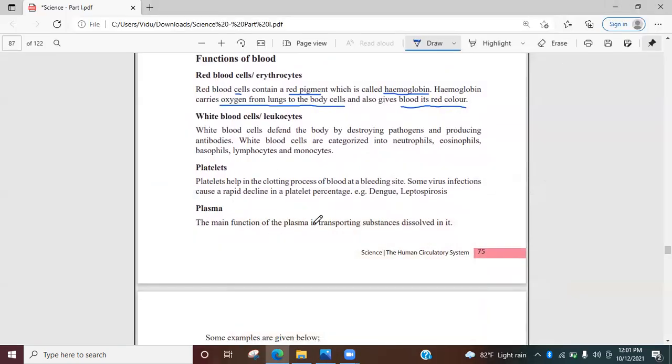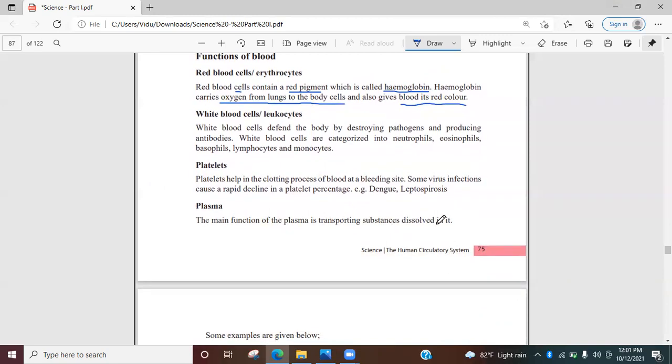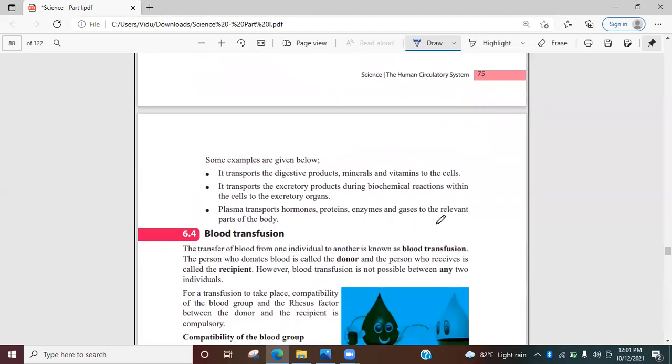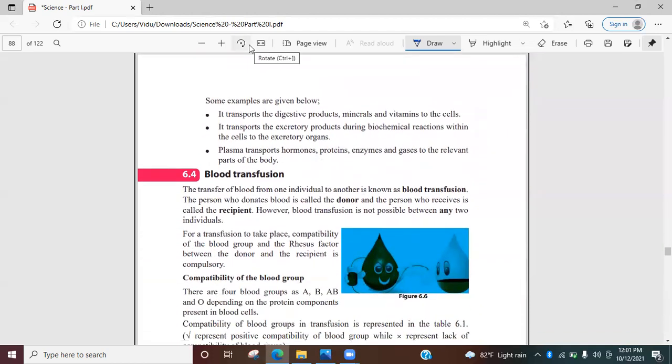Plasma. The main function of the plasma is transporting substances dissolved in it. Some examples are given below. It transports digestive products, minerals, and vitamins to the cells because plasma is a liquid. It transports excretory products from biochemical reactions in the cells to the excretory organs. Plasma also transports hormones, proteins, enzymes, and gases to the relevant parts of the body.